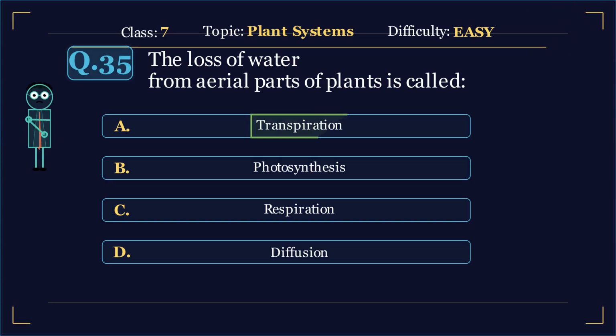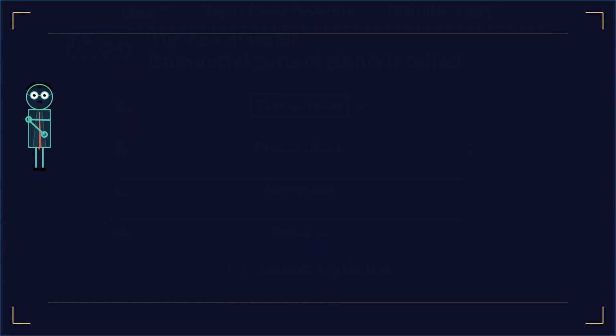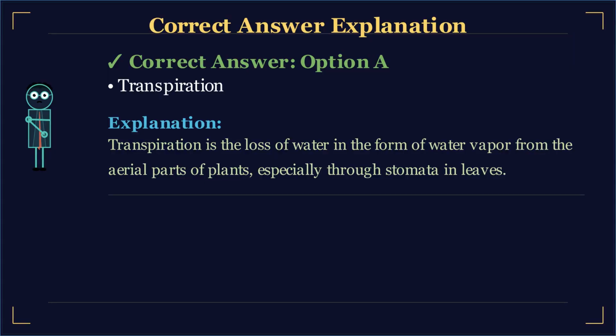The correct answer is option A. Here's the explanation for the correct answer. Transpiration is the loss of water in the form of water vapor from the aerial parts of plants, especially through stomata in leaves.